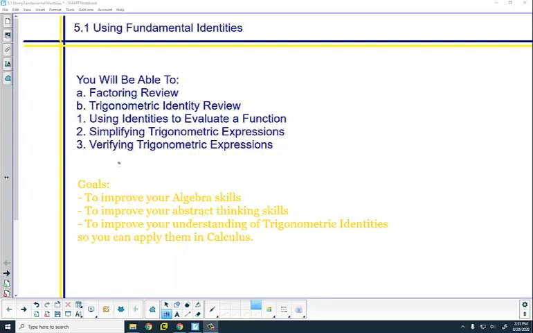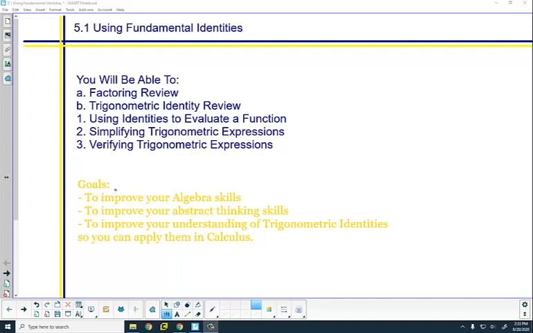Hi, and welcome to the first video in Chapter 5. This is Section 5.1. We're going to be using fundamental identities. We're going to do a bit of a factoring review because we need to review some of our factoring methods before we simplify. We're going to go back over the trigonometric identity sheet. We're going to be using identities to evaluate a function. We're going to simplify trigonometric expressions and verify trigonometric expressions.